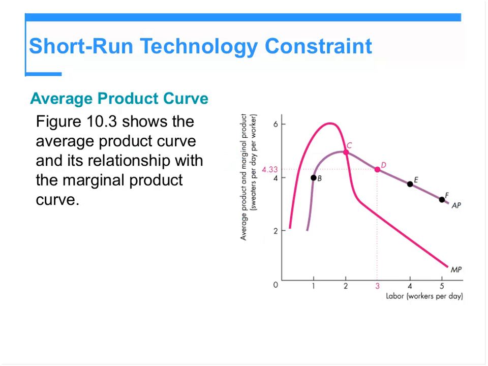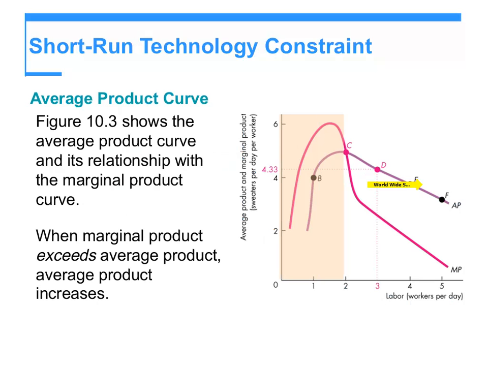So look at here, average product curve. Figure 10.3 shows the average product curve and its relationship with the marginal product curve. As you can see, the average product curve at the beginning was rising and ended up being like this. And as you can see, the same kind of curve happens to average product as well as the marginal curve and marginal return. The marginal product exceeded average product at the beginning, as you can see here.